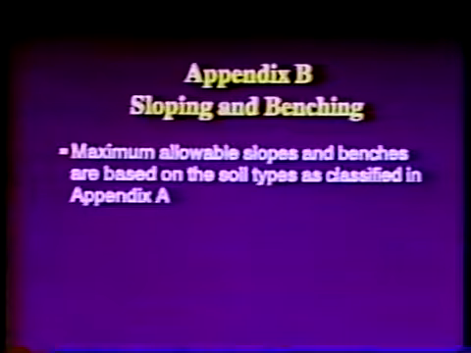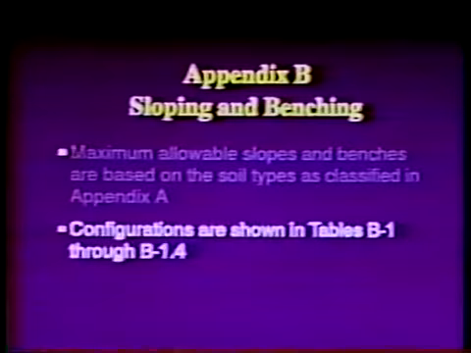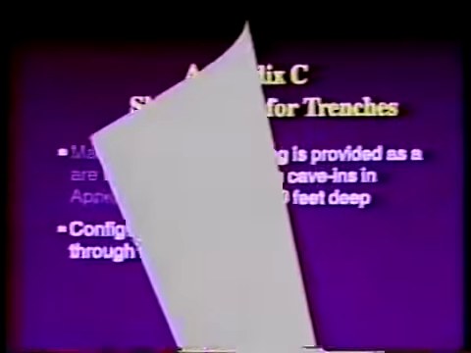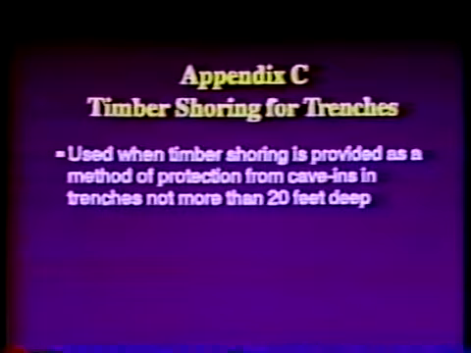Appendix B contains specifications for sloping and benching when used to protect employees from cave-ins. Maximum allowable slopes and benches are based on the soil types as classified in Appendix A and are found in tables B1 through B14. Appendix C contains information to be used when timber shoring is provided as a method of protection from cave-ins in trenches not more than 20 feet deep.